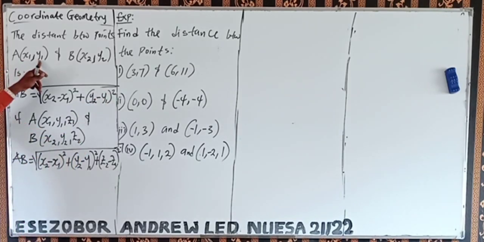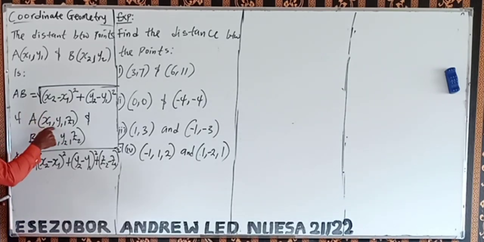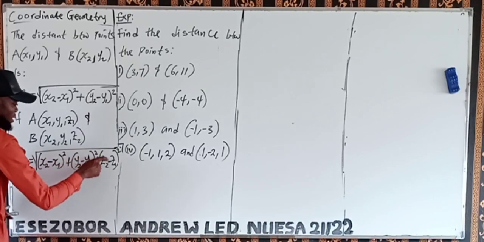That is if you have x and y coordinates. But if you have three coordinates, let's say x, y, z, where point A is x1, y1, z1, and point B is x2, y2, z2, the distance between A and B will now be the square root of x2 minus x1 squared plus y2 minus y1 squared plus z2 minus z1 squared.